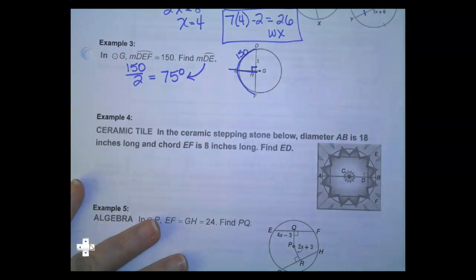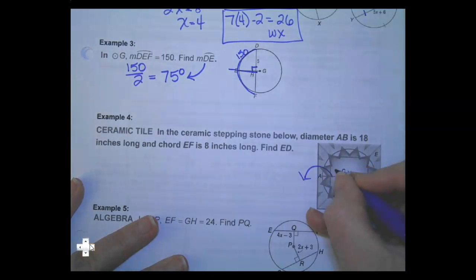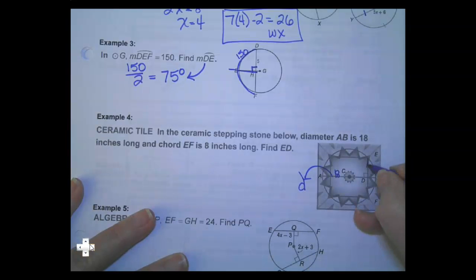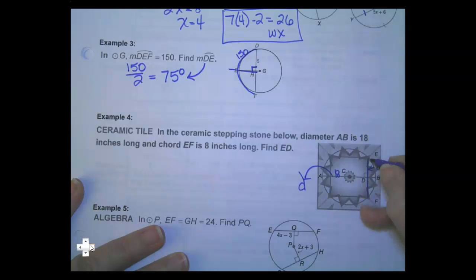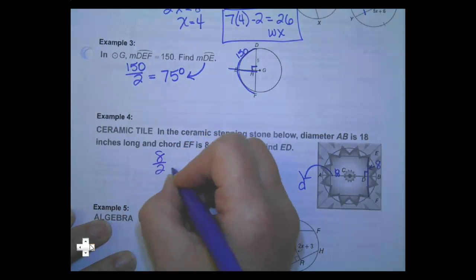All right, now we have the stepping stone. The diameter is 18 inches long. The chord EF, can hardly see it, but here it is, E to F is 8. Find E to D. Well, EF, because of this perpendicularity, and ED. That is so weird. Why is this so easy? 8 divided by 2 equals 4.